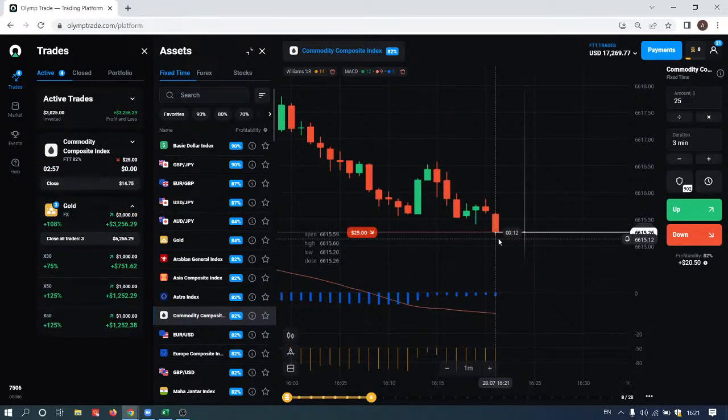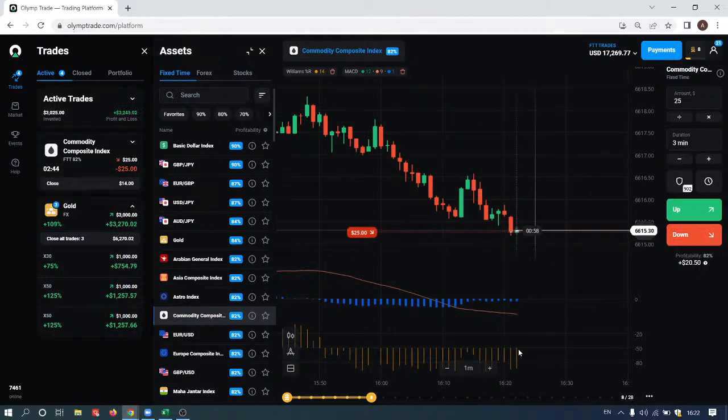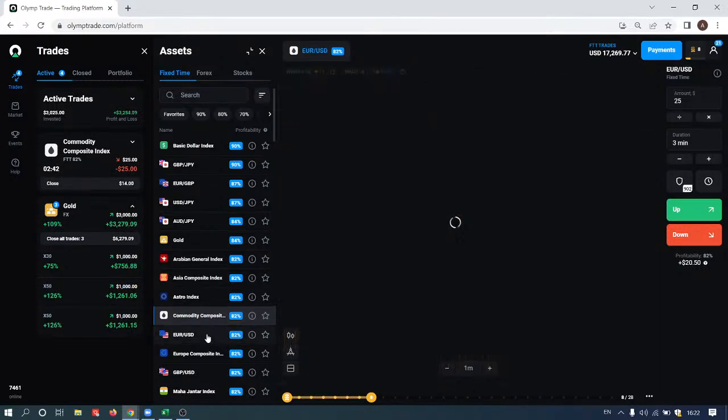Now let us open a trade on commodity composite index, so CCI. Two layers of confirmation. Layer of confirmation number one tells us open trade down. Same thing with this minus 50 level.